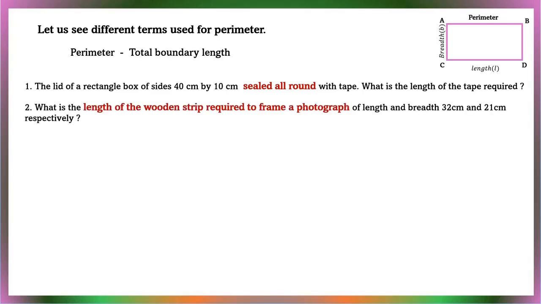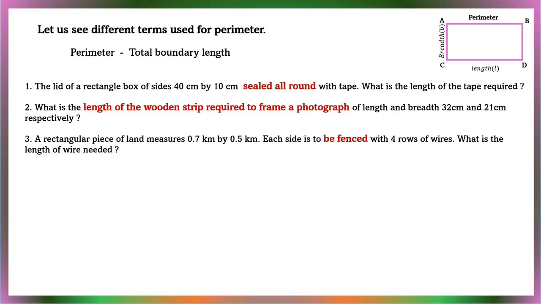In the second example, the length and the breadth of the photograph are given. The term length of the wooden strip required to frame the photograph means covering the boundary of the rectangle with a wooden strip. So, we need to find the perimeter of the rectangle to get the required length.